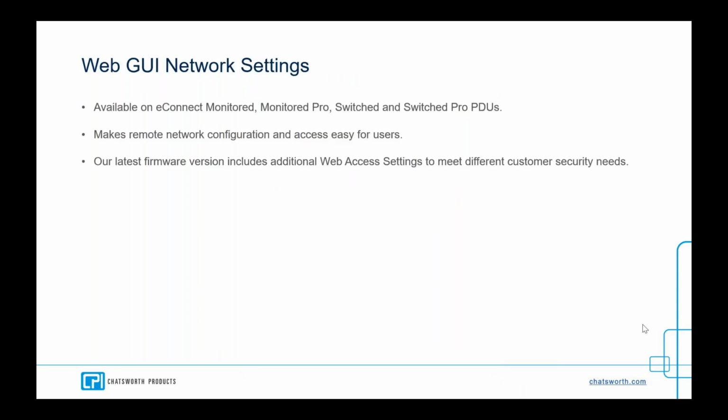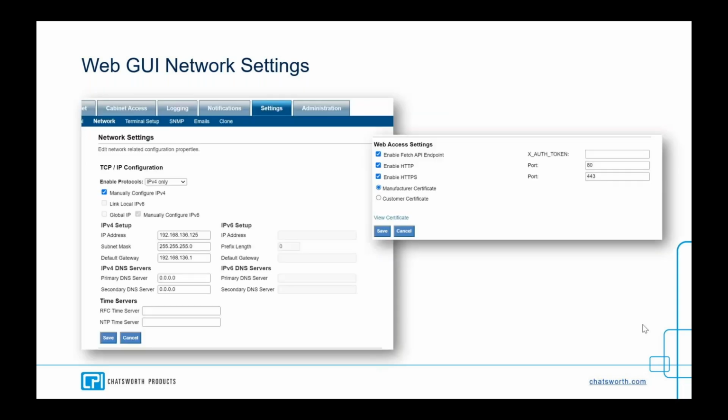On eConnect Monitored, Monitor Pro, Switch, and Switch Pro PDUs, you can use the web interface to set up network configurations remotely. Our most recent firmware version available on our website will have additional web access settings to improve the configuration experience. The following image shows that the same network options explained at the beginning are here, with options such as enabling protocols, manually configuring the IP and the servers, as well as the time servers.